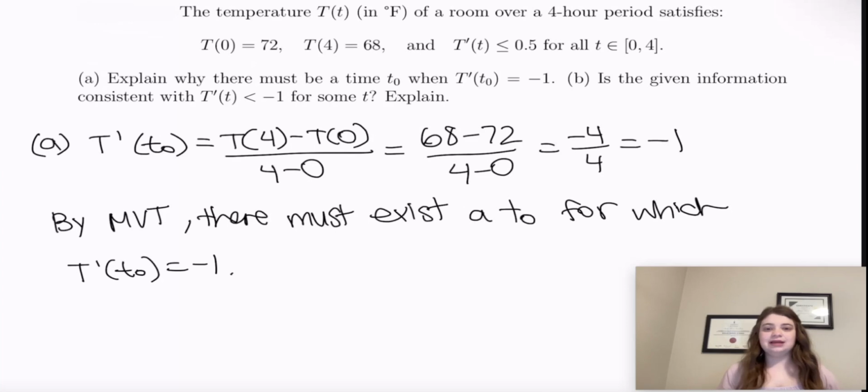What's basically happening is at time 0, the temperature starts at 72, then air conditioning's on potentially, and so after 4 hours, it's now down to 68. So on average, it went down by 1 degree Fahrenheit every hour over the 4 hours and ended at 68. And so by the mean value theorem, at some point the instantaneous rate of change must have been -1.